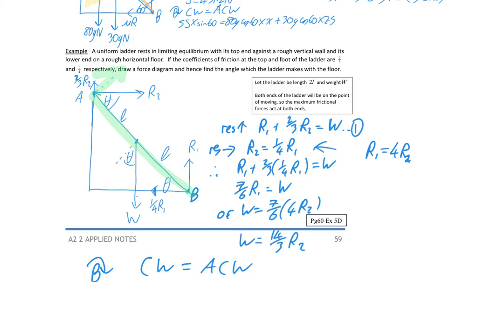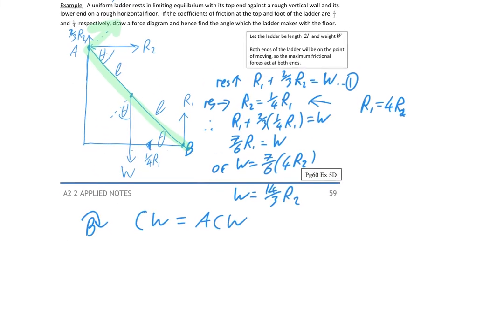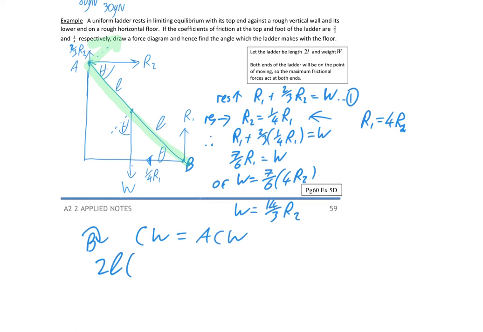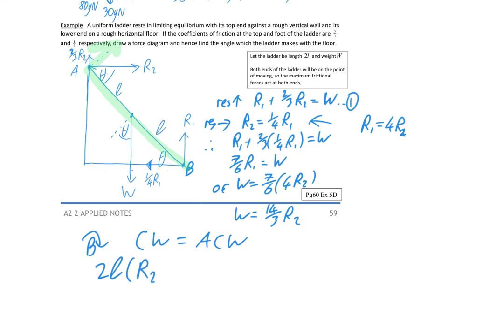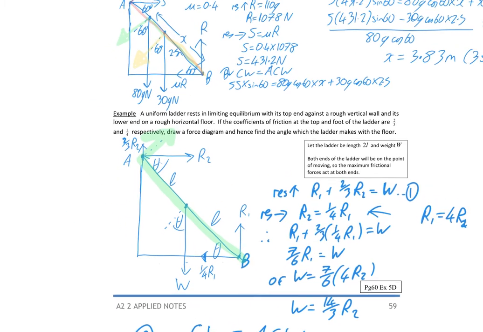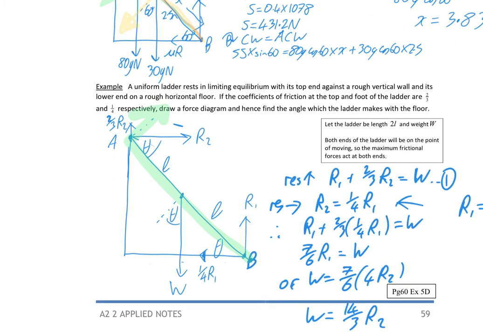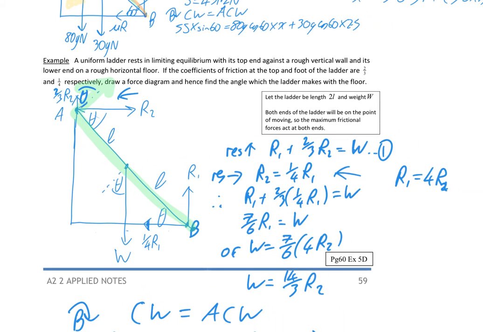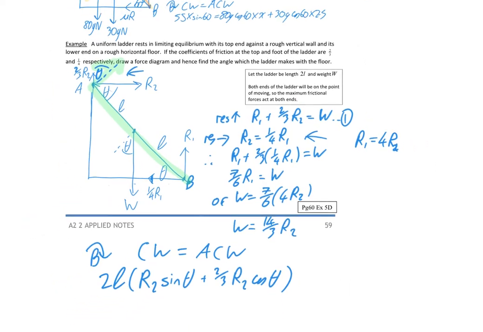So what we have got then going clockwise, we have got 2L, and that 2L is multiplying, and this is where the tricky bit is. 2L is multiplying both the R2 sine theta, and it is also multiplying 2/3 R2 cos theta. Now where that comes from, if you imagine this angle in here would be 90 minus theta, this angle in here would also be theta, so that's a tricky one there. So you've got to pull it round to that dashed line as well. So that's very tricky. So that's what you've got.